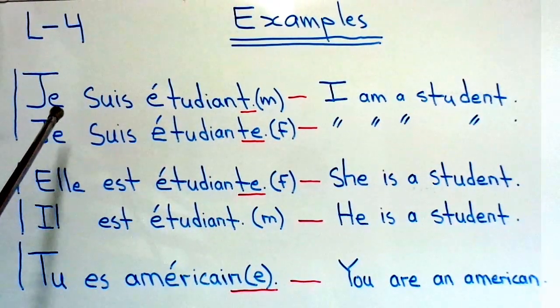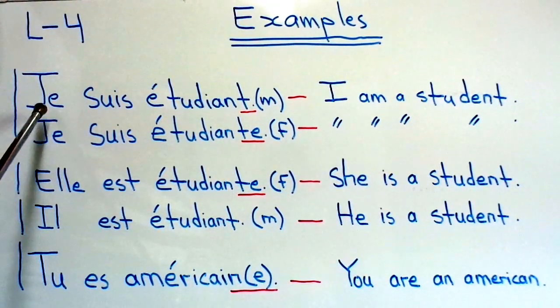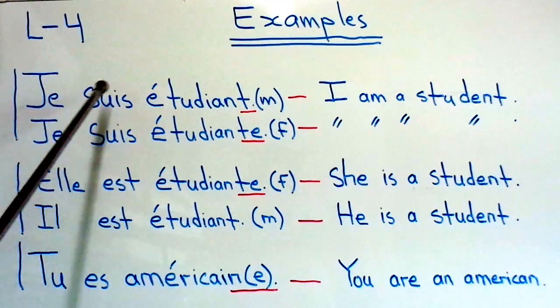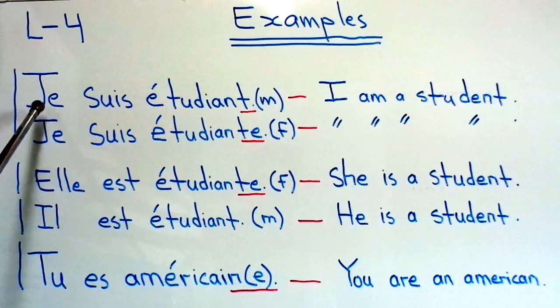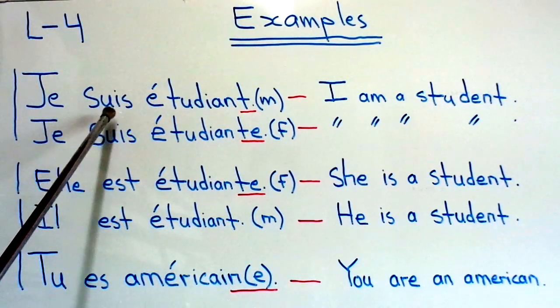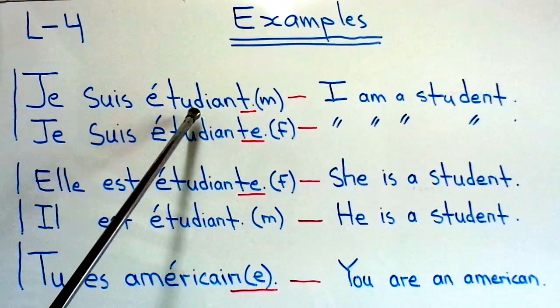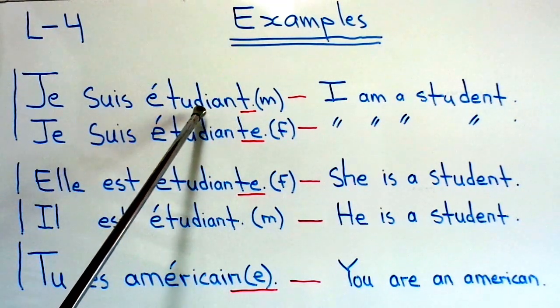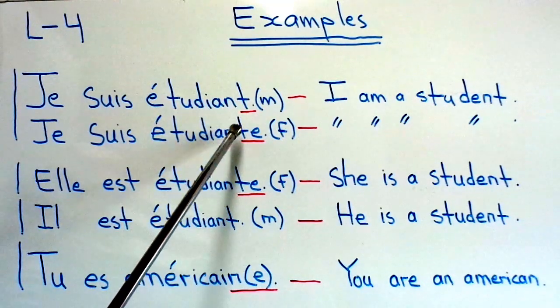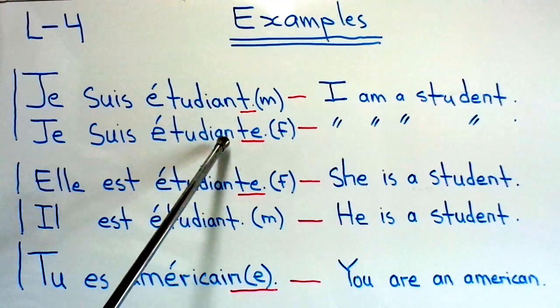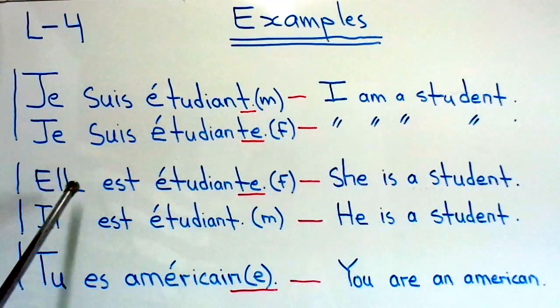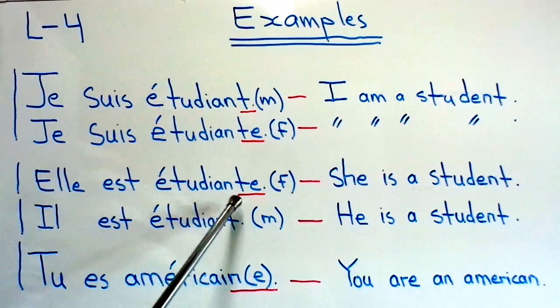So in these examples, we used je, which was the subject pronoun we used in our previous lessons. Suis is the verb être, the verb to be that we learned in our previous lessons, and also the étudiant, the noun, étudiante is student.